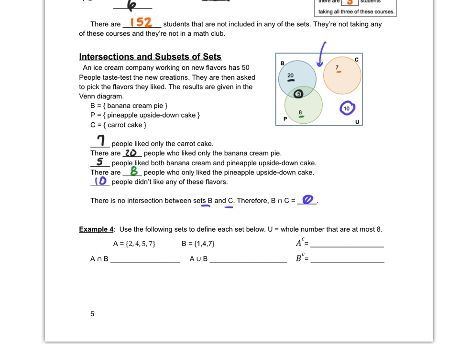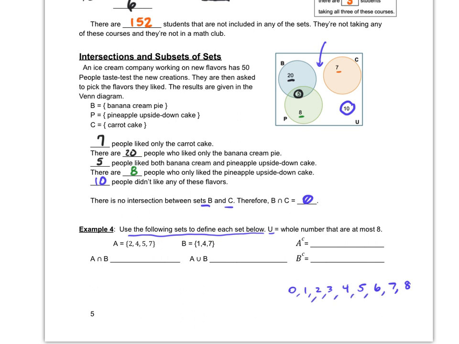Now, continuing on here, example number 4, use the following sets to define each set below, okay? And then it says that my universal set is going to be whole numbers that are at most 8. Okay, whole numbers: 0, 1, 2, 3, 4, 5, 6, 7, 8. There is my universal set.